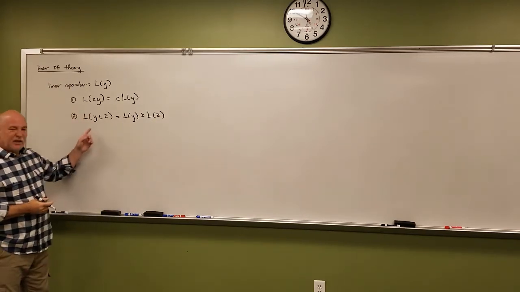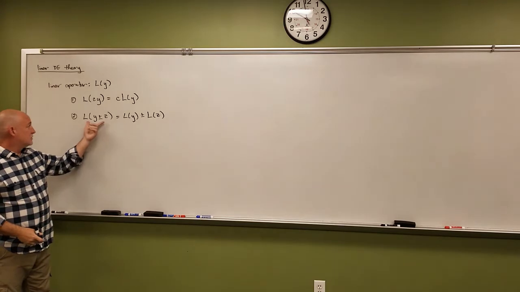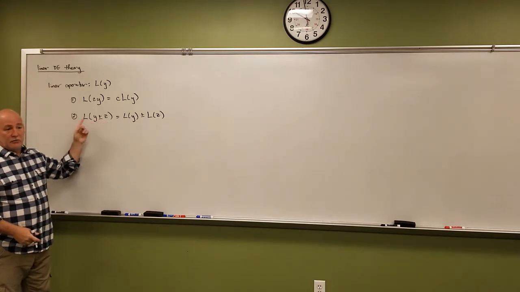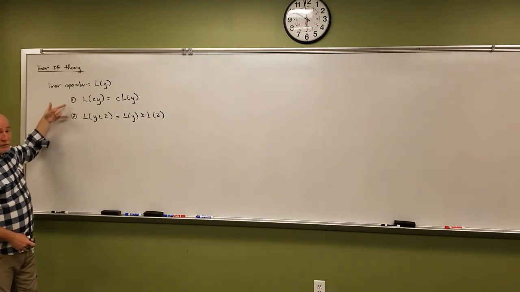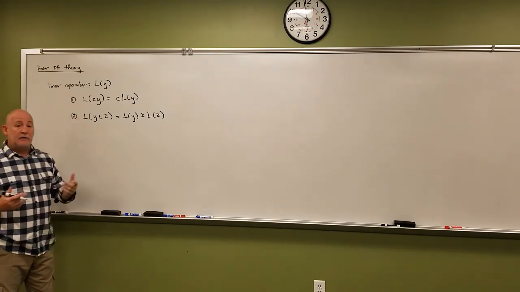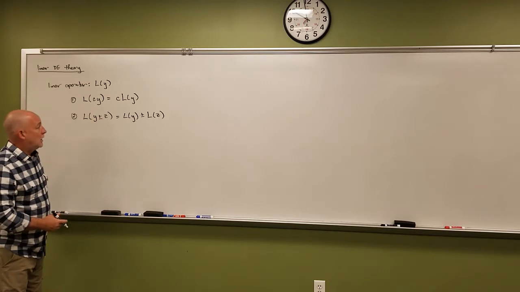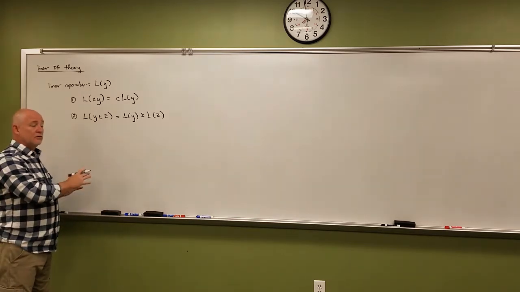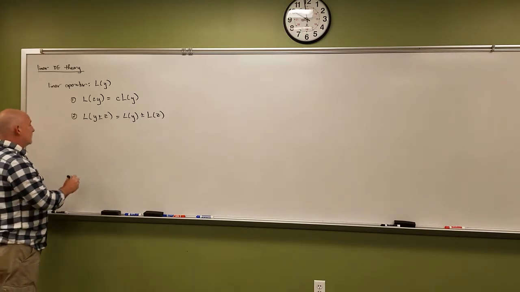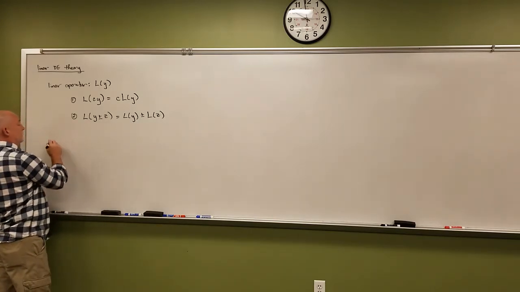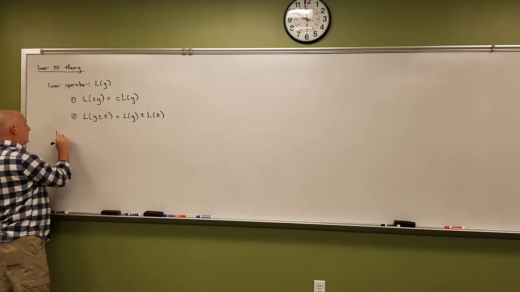Again, think of your derivative, right? If you have functions that are joined by plus or minus, you can just take a derivative of each one of these. If it has both of these properties, then it's considered a linear operator. Most of the operators that we're going to deal with in this course are linear operators. That's why it's going to be important. So that's our definition of linear operator.